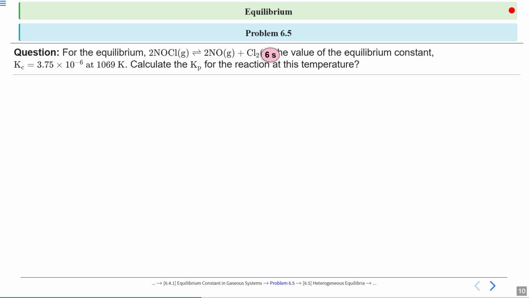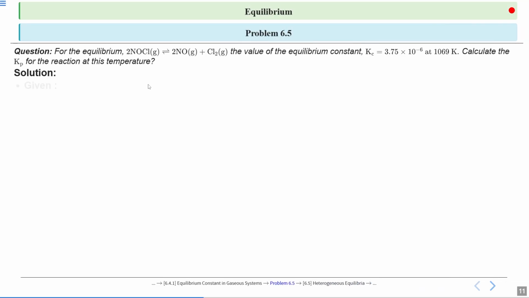You have 5 more seconds. So your time is up. Let's see how we can solve it. We have already done the equation Kp equals Kc (RT) to the power delta Ng, and if you apply that formula, you can solve this numerical very easily. We know that our Kc value is given as 3.75 times 10 to the power minus 6, and we have the temperature as 1069 Kelvin.